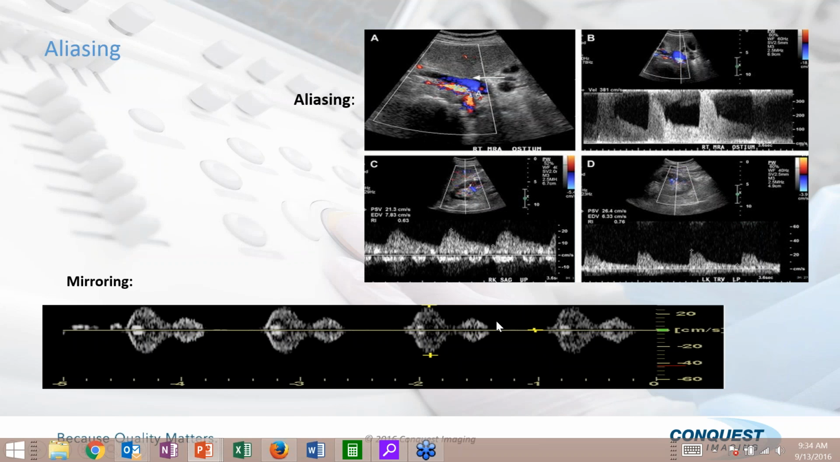This is another anomaly that we have called mirroring. Basically, it's the Doppler signal where we have the exact same signal above our baseline as below our baseline. And this is a malfunction within the machine.